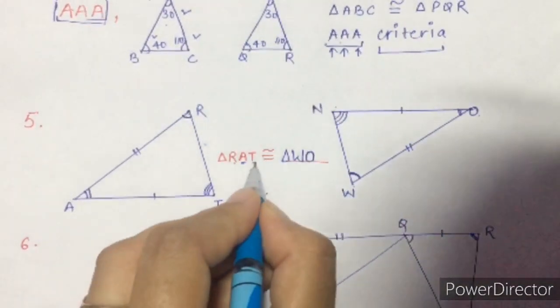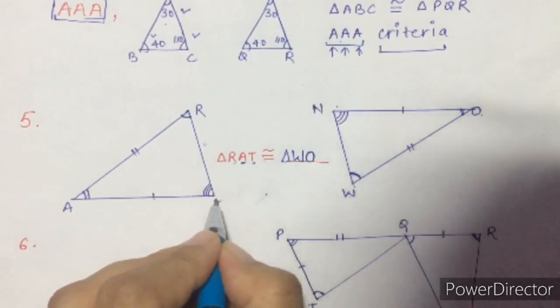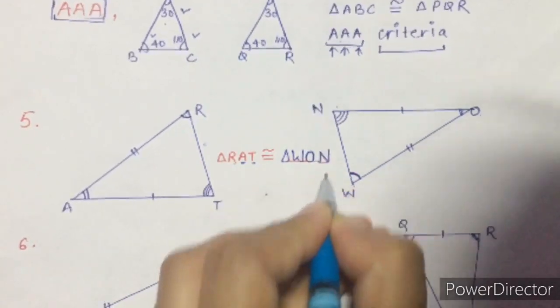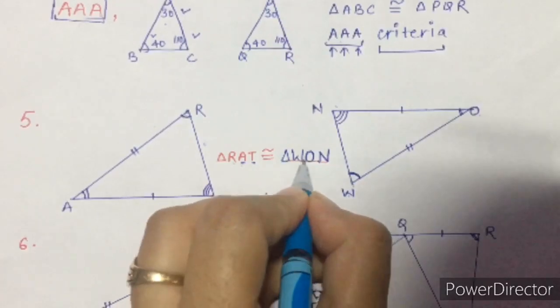Now the third letter is T, and how many lines of angles are made on angle T? There are 3, and here 3 lines are made on angle N. So triangle RAT will be congruent to triangle WON.